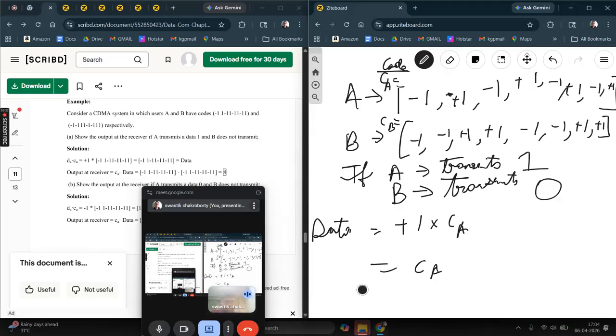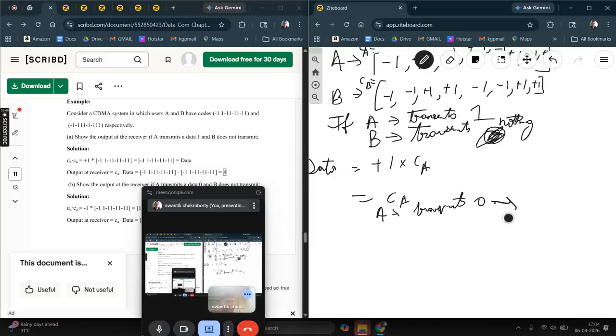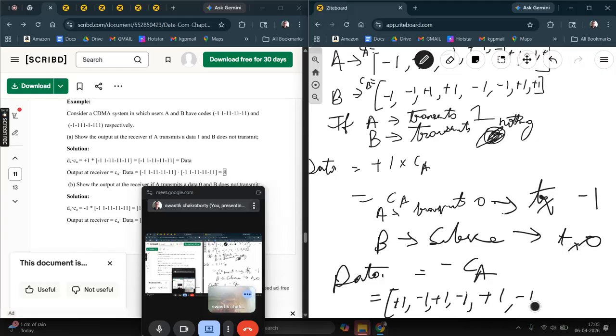Now if A transmits 0, here B does not transmit 0. It transmits nothing. If A transmits 0, then it effectively transmits -1, whereas B is silence. So B will transmit 0. So the data will be -1 times CA. So minus CA. It will be +1 -1 +1 -1 +1 -1 +1 -1.